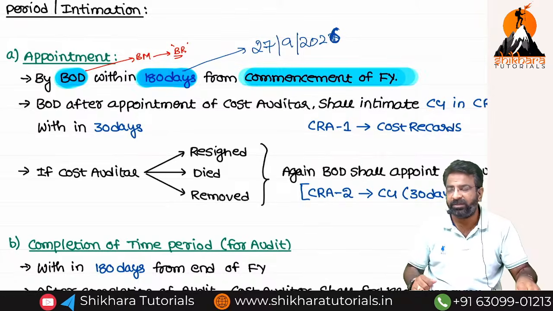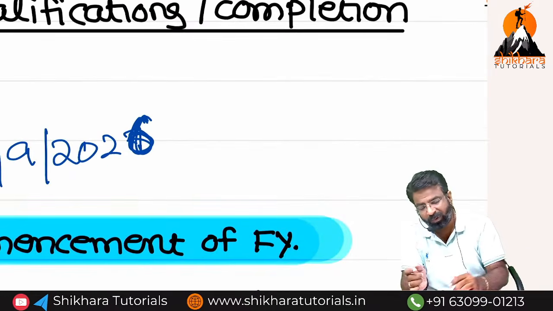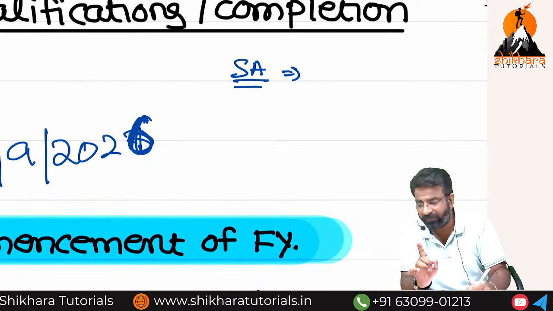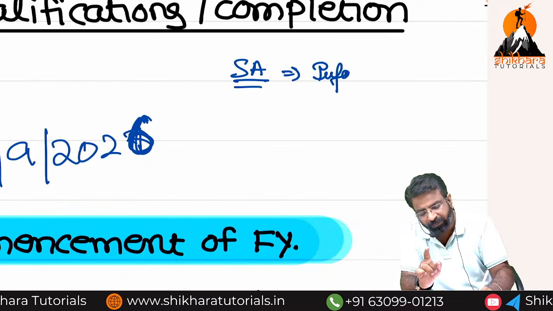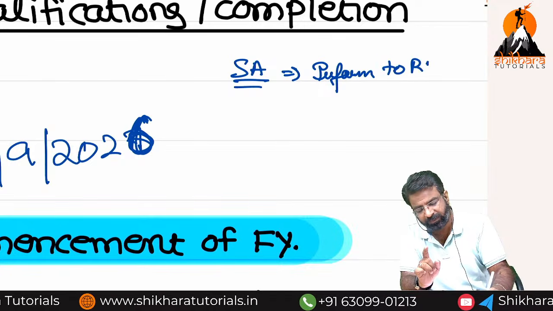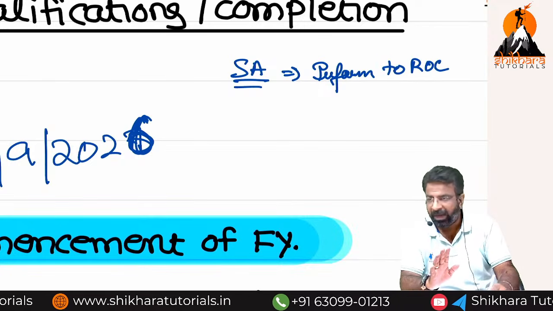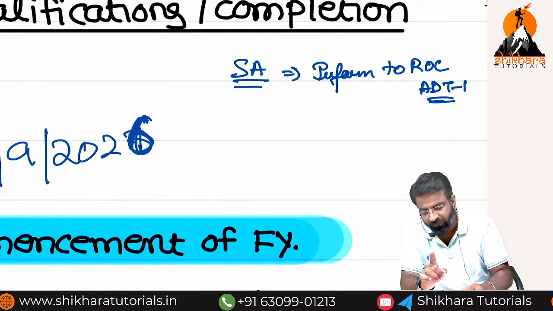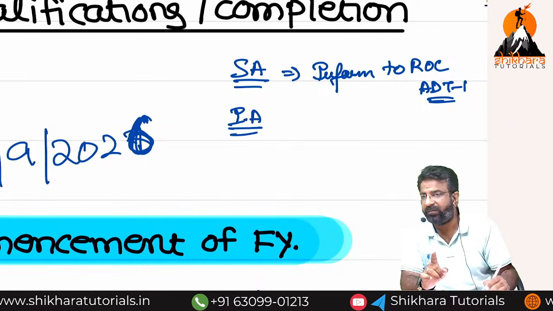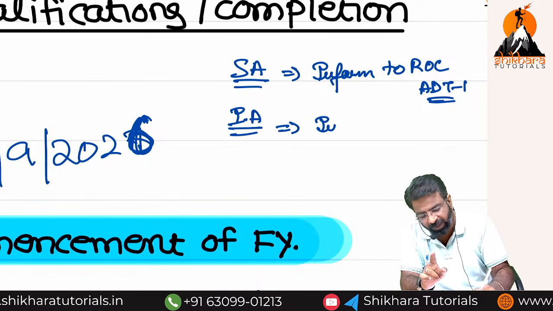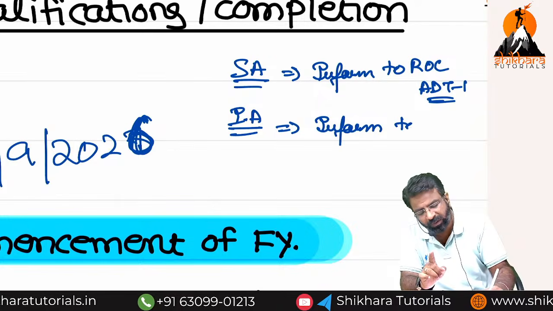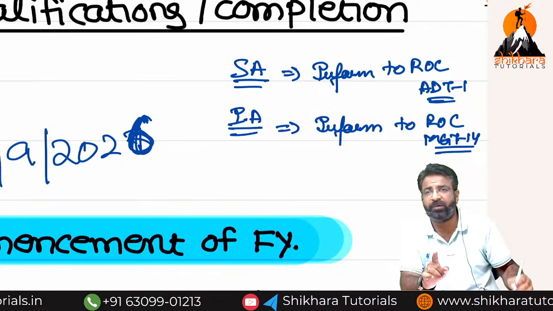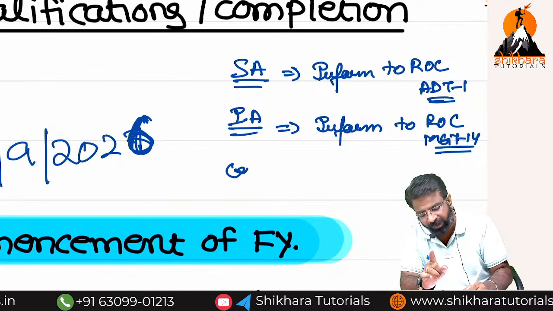Within how many days? Now let me tell you in comparative mode, it will be easy for you. Listen carefully. When it is a statutory auditor, we inform the ROC in form number ADT1. When we appoint an internal auditor, we inform the ROC in form number MGT14. But when we appoint a cost auditor, we again inform the central government.